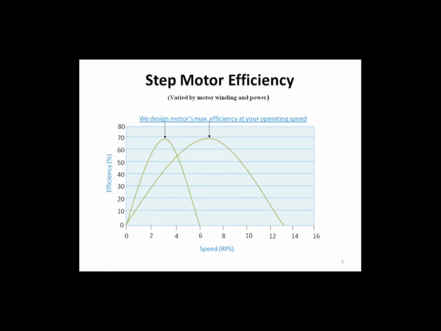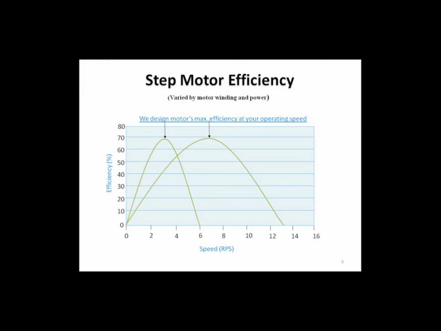This is a graph of efficiency of the first motor and the second motor. The first motor was running at an efficiency point around 3 RPS and the second one around 7 RPS. Without changing the motor frame size or the length, you can get different efficiency points around different operating points. And that's a very effective way of increasing performance out of an existing system without doing a complete redesign.